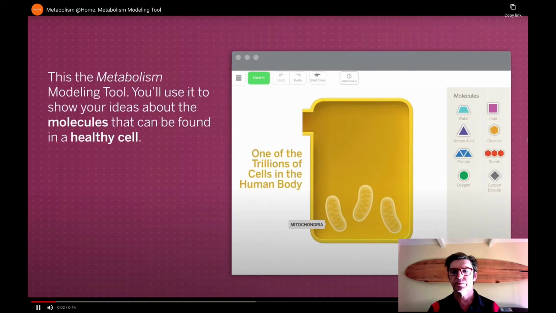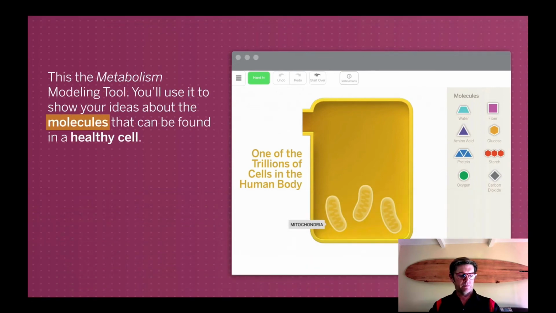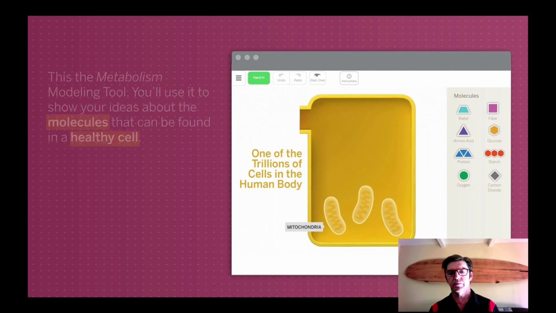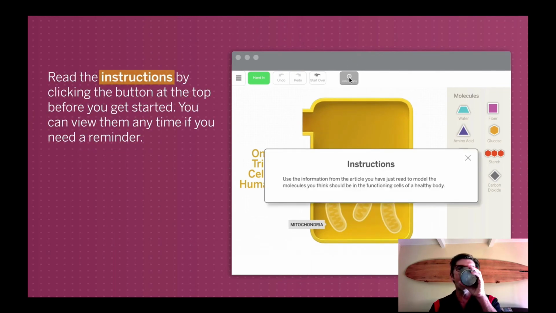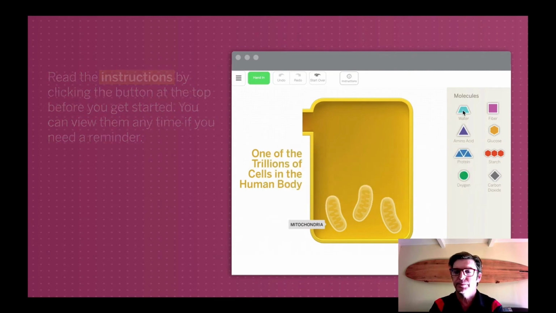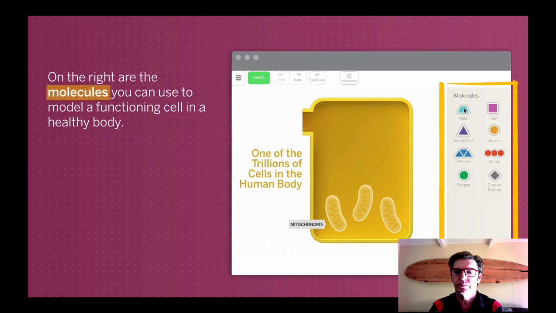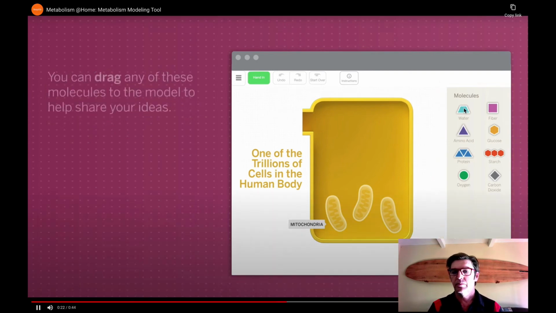This is the Metabolism modeling tool. You'll use it to show your ideas about the molecules that can be found in a healthy cell. Read the instructions by clicking the button at the top left before you get started. You can view them anytime if you need a reminder. On the right are the molecules you can use to model a functioning cell in a healthy body. You can drag any of these molecules to the model to help share your ideas.